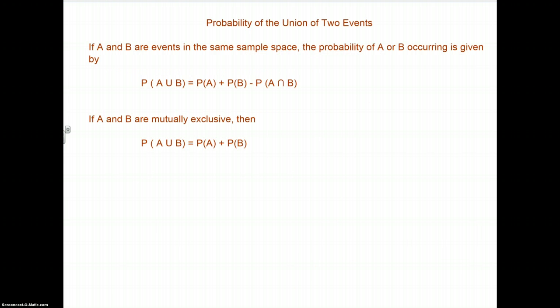Okay. So if A and B are events in the same sample space, just like we've been looking at, the probability of A or B occurring is equal to this, which is what we just looked at. It's the probability of the two events added together minus the probability of the intersection of the two events. And this will make sense when we look at the next example. If they're mutually exclusive, we can leave off this last little piece here. Notice that it's just the probability of A plus the probability of B, which is what we just did with the dice coming up 6 or 9.